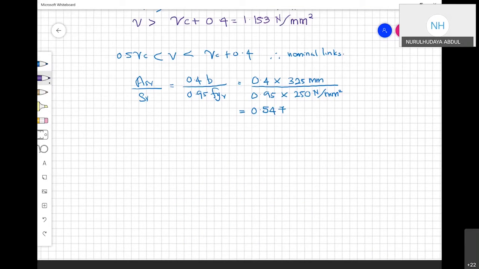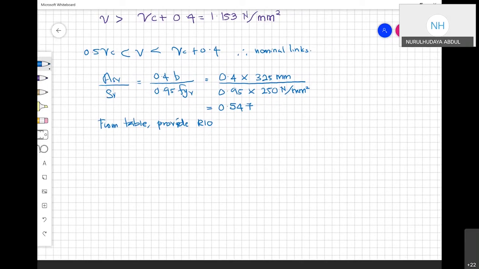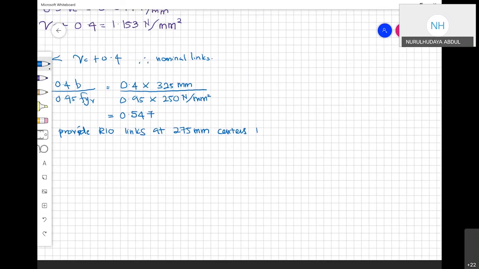So kena tulis. So from table provide R10, okay, links at 275 mm center. Okay, and we know that the SV divided by SV is equal to 0.571.